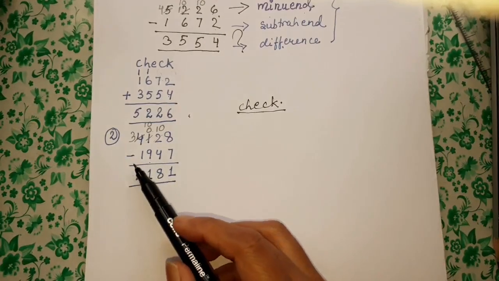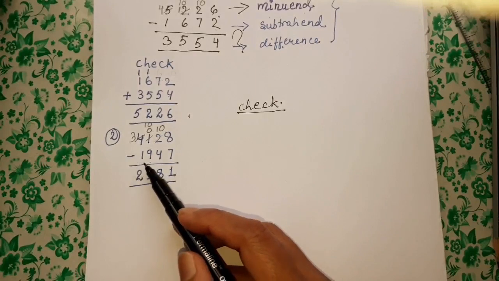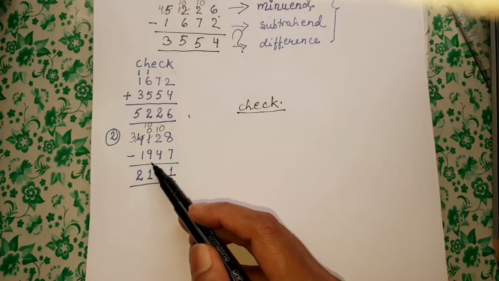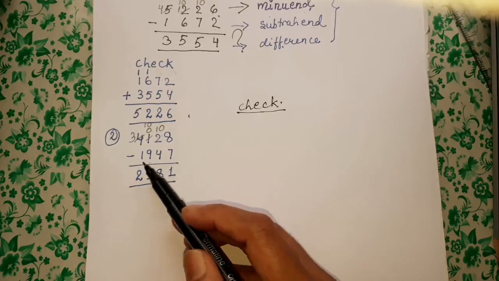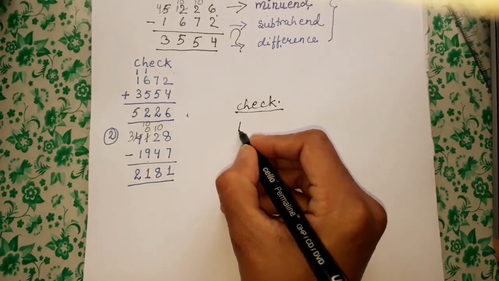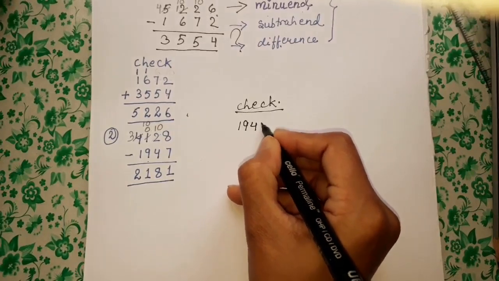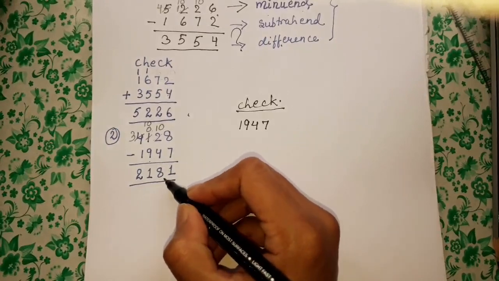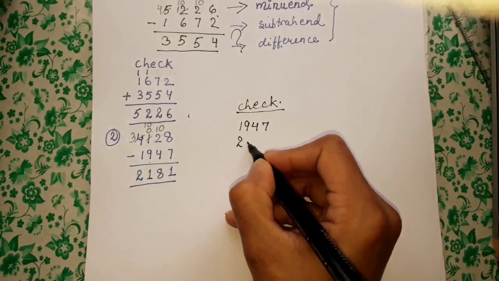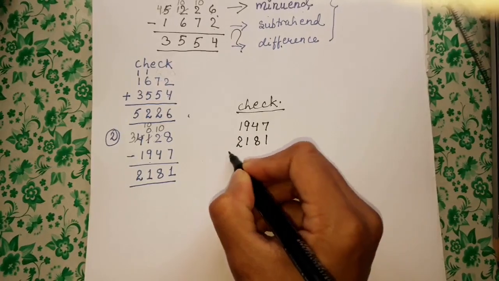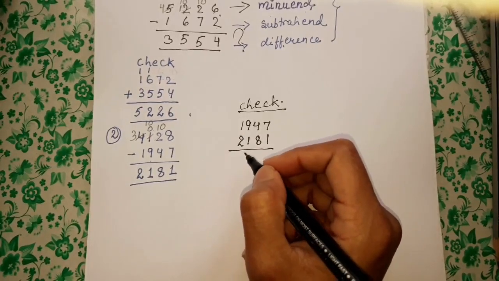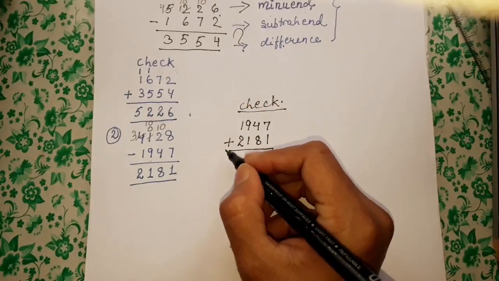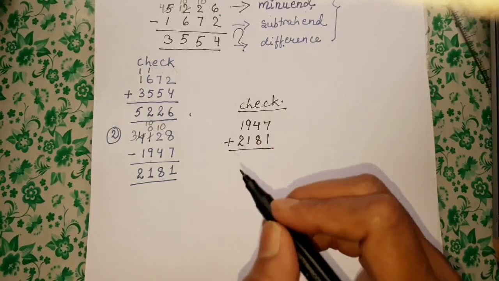Let's first check. For that, you have to take your subtrahend. Here we have 1947 as subtrahend. Right here 1947. And next, what we have to write here? Difference, 2181. And what the next process? We will check our subtraction from addition. So we have to write here our symbol of addition.